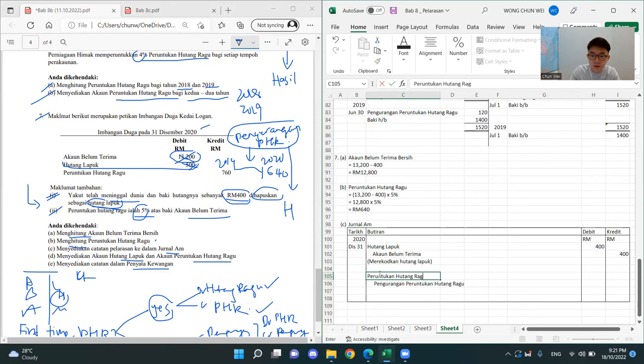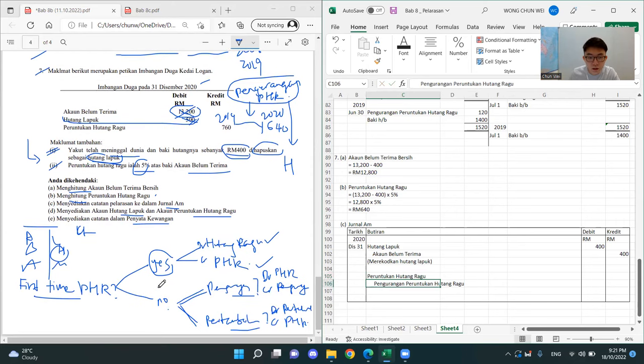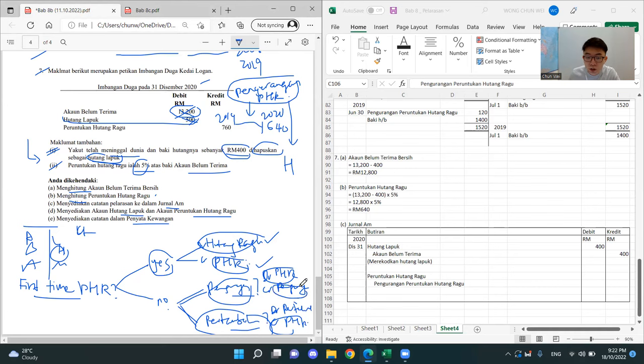They're always linked together. Just like this one. You see this thing that I draw for you? Whether it's a Hutang Ragu, or a pengurangan, or a pertambahan, okay? The next thing that you do is the PHR. So let's say debit Hutang Ragu, you must credit PHR. If you credit pengurangan PHR, you definitely have to debit PHR again. If it is a pertambahan, you debit pertambahan PHR, I have to credit PHR also. That's why here, credit your pengurangan PHR, debit your PHR.